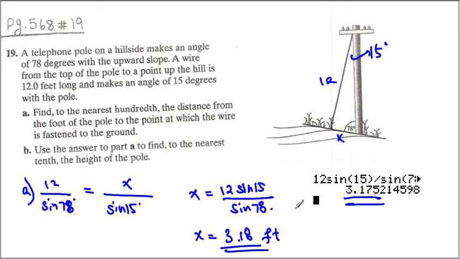All right, let's look at part B. Use the answer from part A to find, to the nearest tenth, the height of the pole. So how are you able to find the height of the pole? We have 3.18. They want us to use this actual value, not the more accurate one. So the height of the pole, I'll call that h. Since we know the two angles, we can figure out the third angle. The sum of these two angles that we know becomes 93. So this one must be 87.